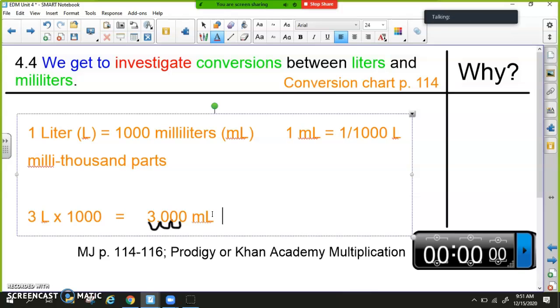Okay, in this case, it might look backwards, like let's say you get 3,300 milliliters. Basically, what you're doing at this point is you're dividing by 1,000. You divide by 1,000.